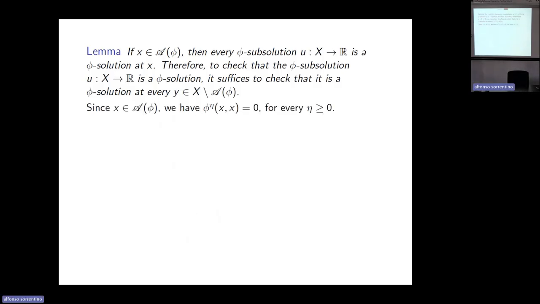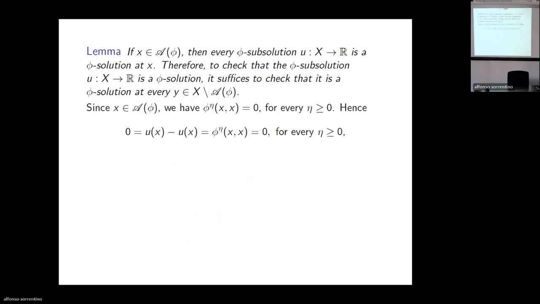So because x is in the Aubry set, okay, so I'm going to prove the lemma. Phi eta of xx equals 0 for every eta. Okay, so you get 0 equal ux minus ux equal phi eta xx. Okay, for every eta positive. So it's absolutely a solution itself.